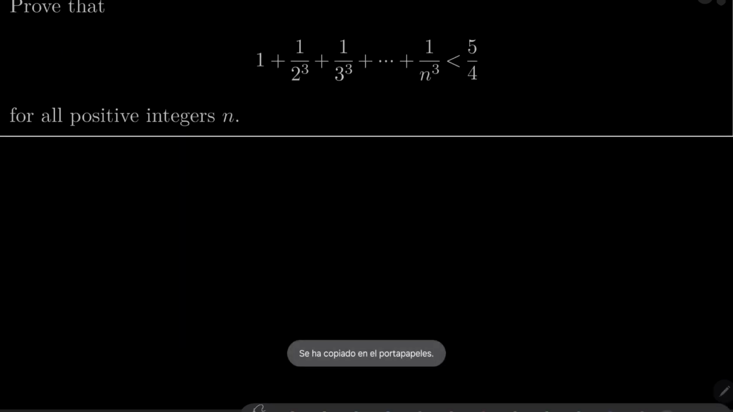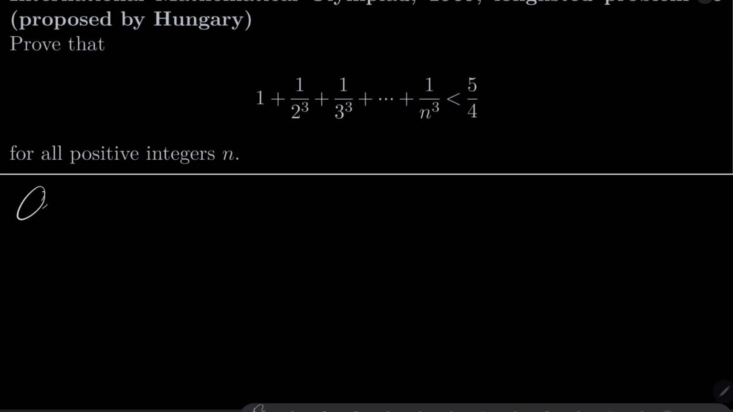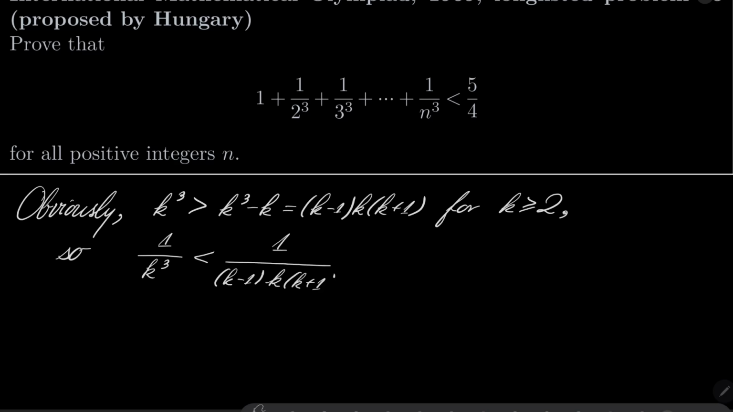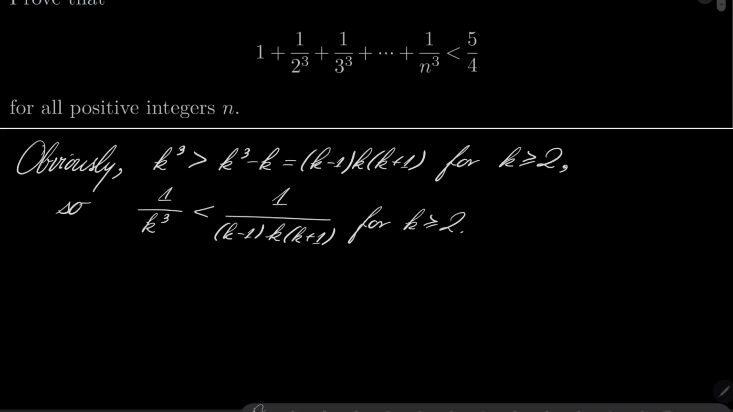Alright, so as I said, obviously k cubed is greater than k cubed minus k, which is k minus 1, k, k plus 1, for k greater than or equal to, let's say, 2. So 1 over k cubed is less than 1 over (k minus 1) k (k plus 1), for k greater than or equal to 2. And now it's time to make use of a partial fraction decomposition.